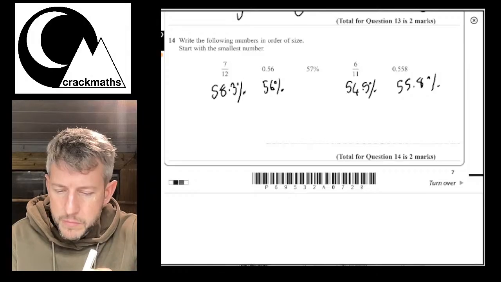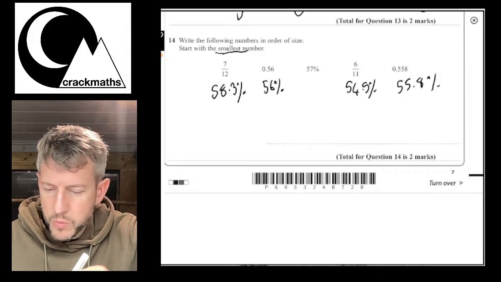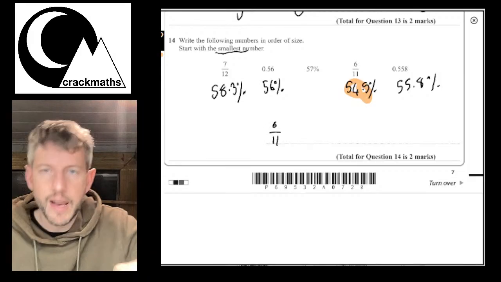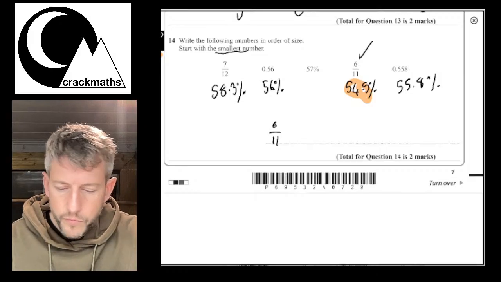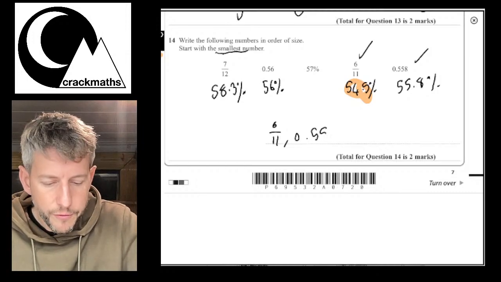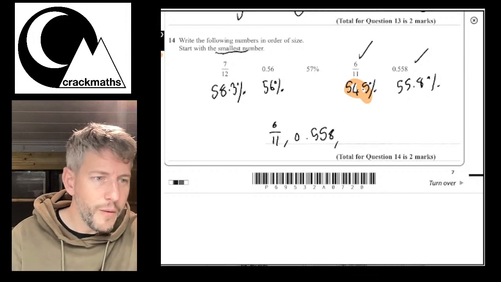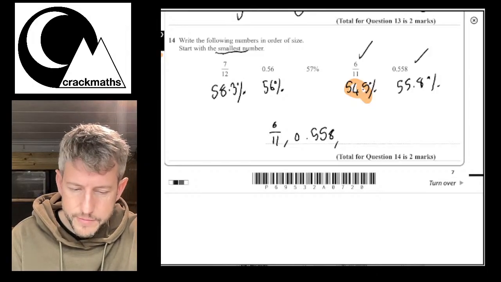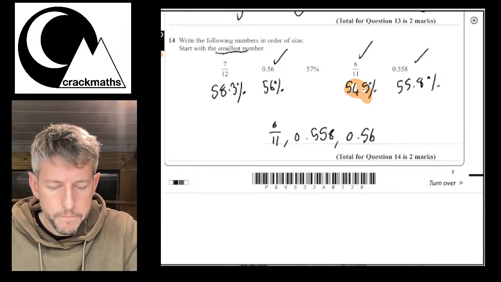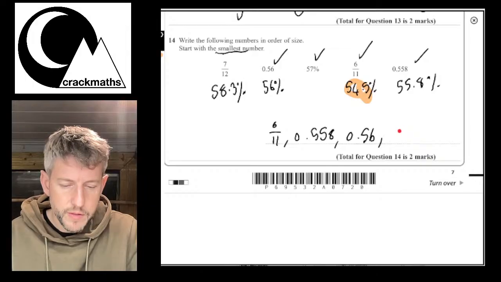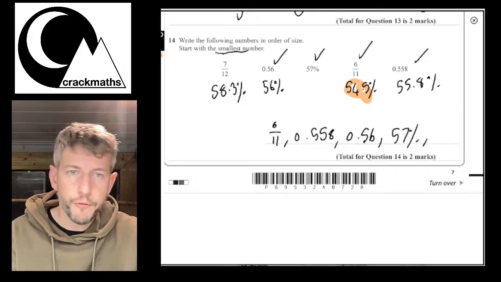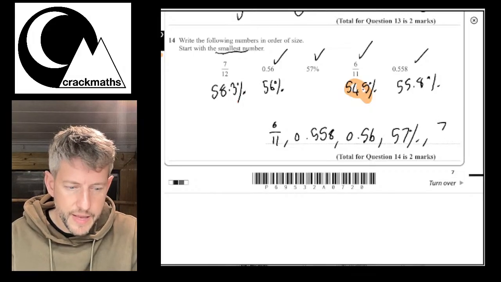Now we're looking for the smallest first, so the smallest one is this 54%, so I've got to write down the 6 over 11. The next one is the 55%, so I've got to write down the 0.558. After that, what we've got is the 56%. So I've got to write 0.56. Then we've got the 57%, which I can actually write as 57%. And then lastly, our largest one is this 58.3%. So I'm going to write that as 7 over 12.